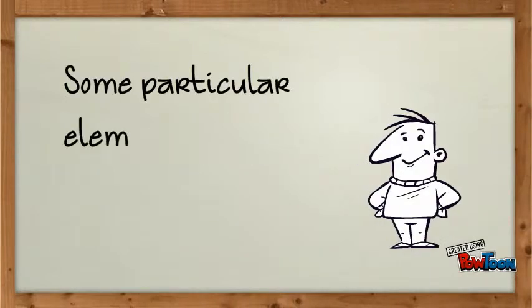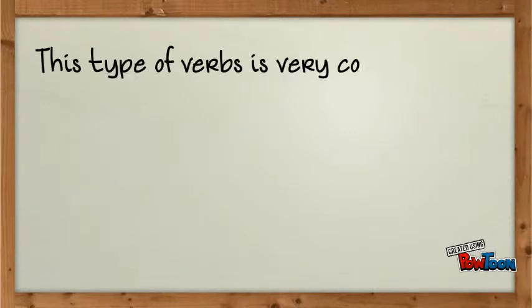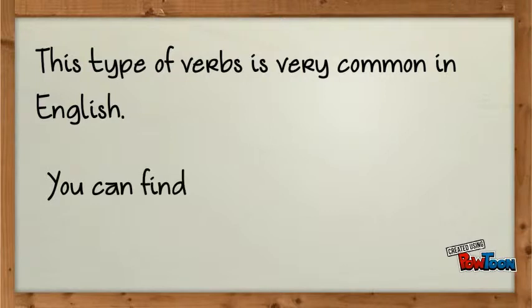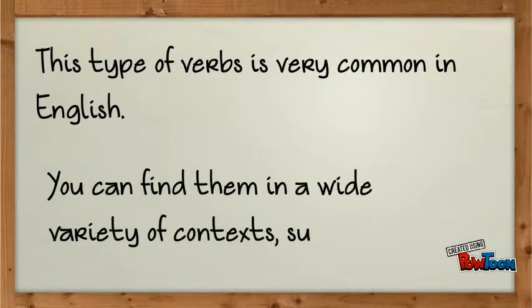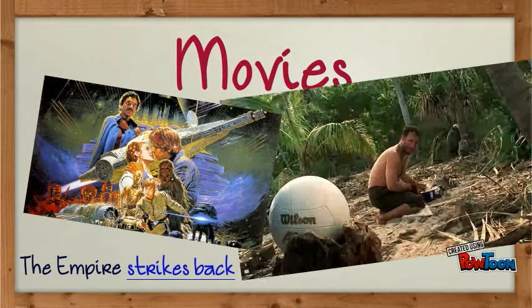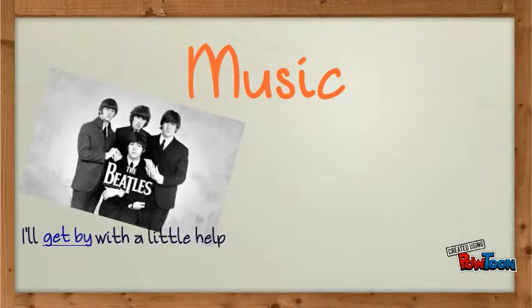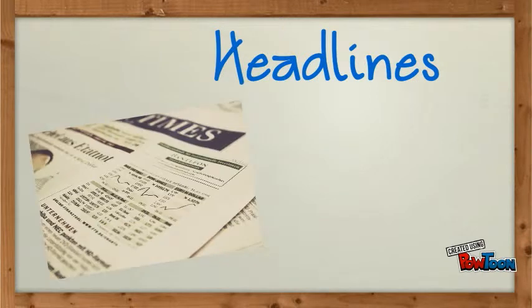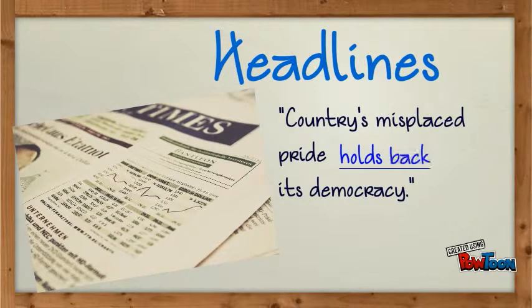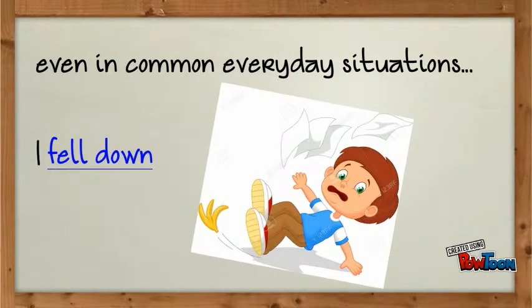Some particular elements of the English language are phrasal verbs. This type of verb is very common in English. You can find them in a wide variety of contexts, such as movies: The Empire Strikes Back, and Cast Away. You can also find them in music: I'll get by with a little help from my friends, and Let It Go. Or in headlines: Country's misplaced pride holds back its democracy. Even in common everyday situations: I fell down.